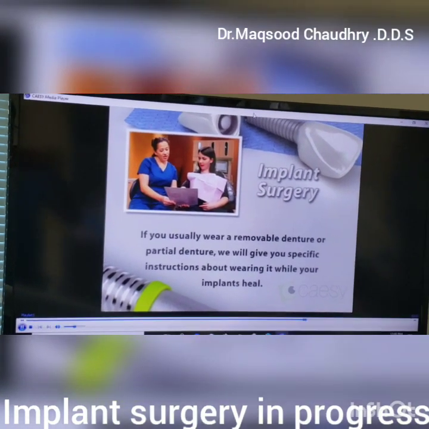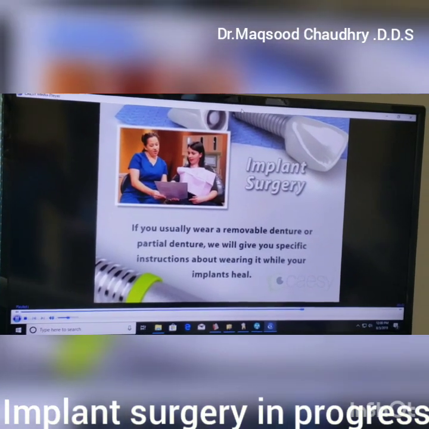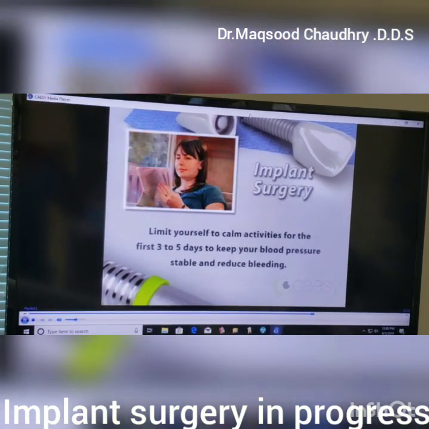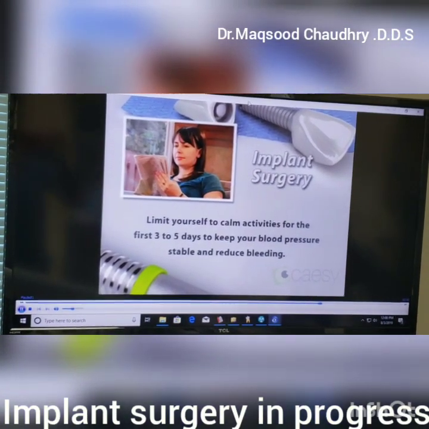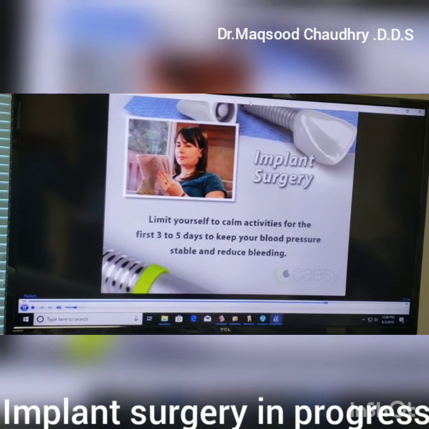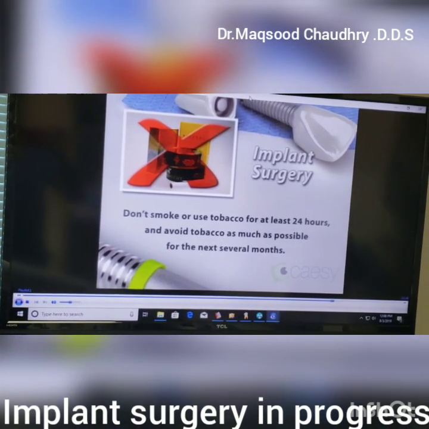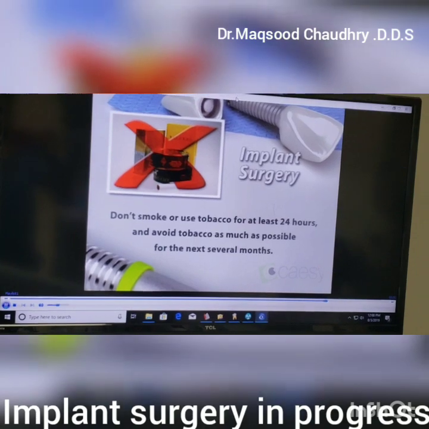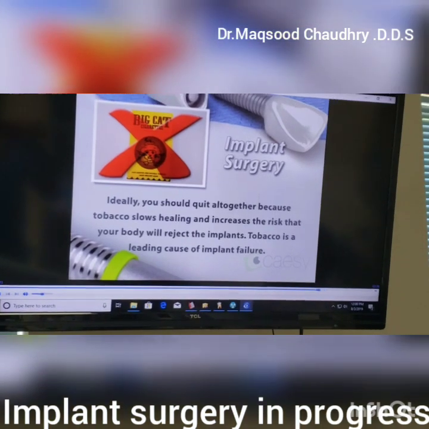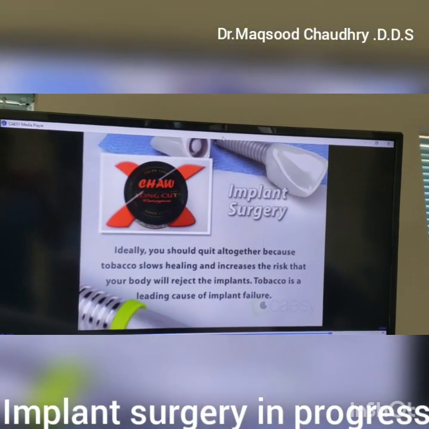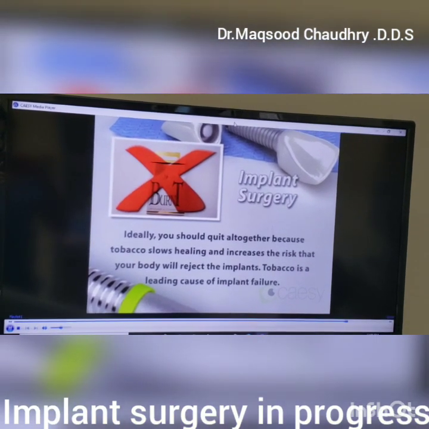If you usually wear a removable denture or partial denture, we will give you specific instructions about wearing it while your implants heal. Limit yourself to calm activities for the first 3 to 5 days to keep your blood pressure stable and reduce bleeding. Don't smoke or use tobacco for at least 24 hours, and avoid tobacco as much as possible for the next several months. Ideally, you should quit altogether because tobacco slows healing and increases the risk that your body will reject the implants. Tobacco is a leading cause of implant failure.